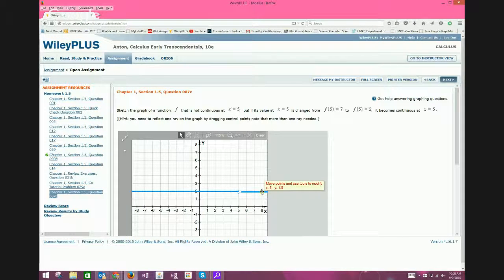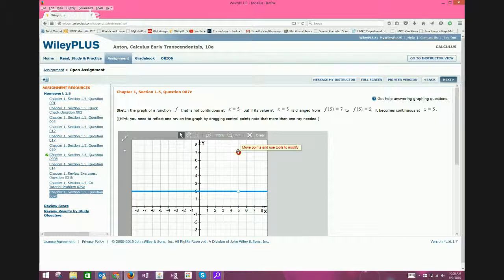My y value here is only 1.9, so even though it looks like what it should be, let me put my point at 5.2. And then we put this point here at 5.2. Okay. So f of 5 is 7. This is an example of a removable discontinuity. The limit exists, but the value of the function at that point doesn't equal the limit, so it's not continuous.